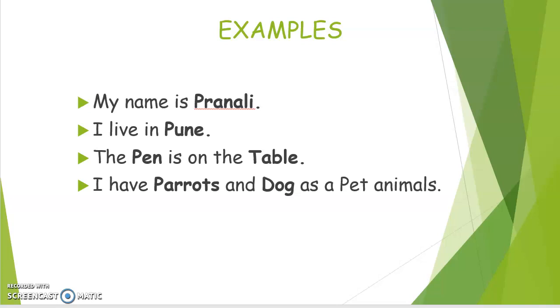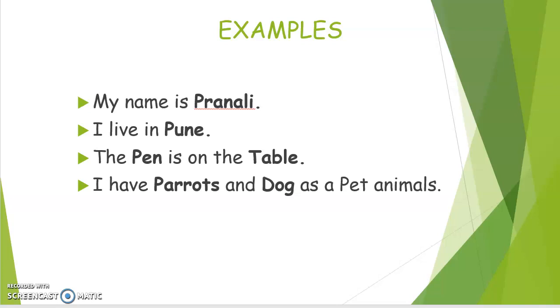The pen is on the table. Here are two examples in a single sentence, that is the pen and table, because they both are the name of a thing. Last example is I have parrots and dog as a pet animals. Here parrots and dog are noun because they are the name of animals.